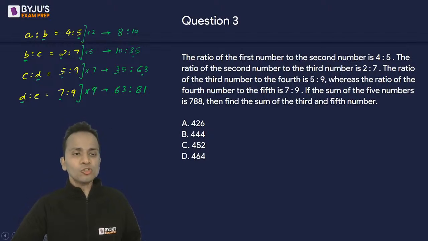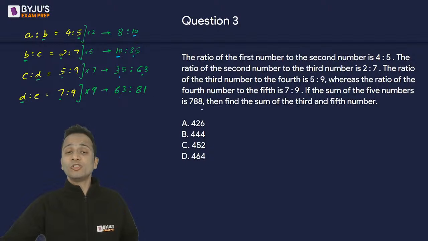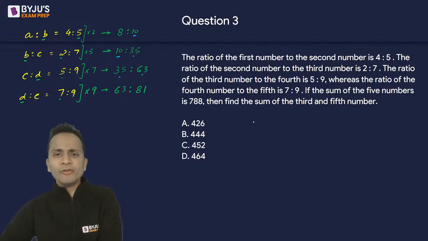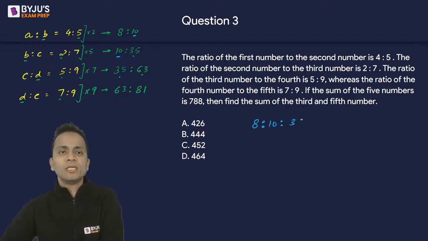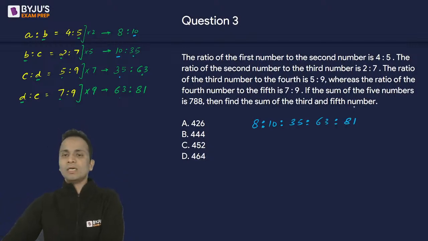Now you can observe that B is common, the value is 10, C is 35 and D is 63. So now this ratio can be merged and you can say that the ratio of A, B, C, D, E is 8 is to 10 is to 35 is to 63 is to 81. Now the sum of these numbers is given as 788.